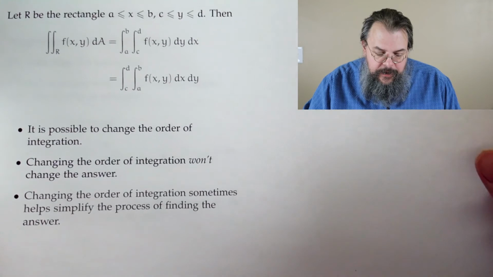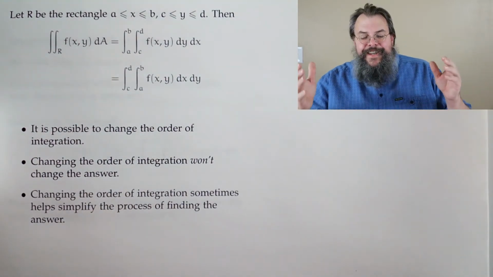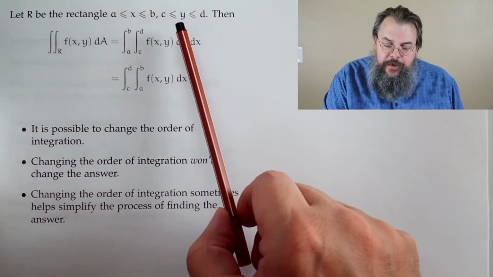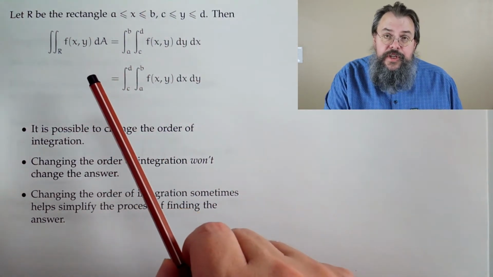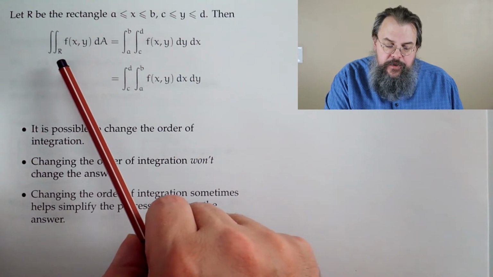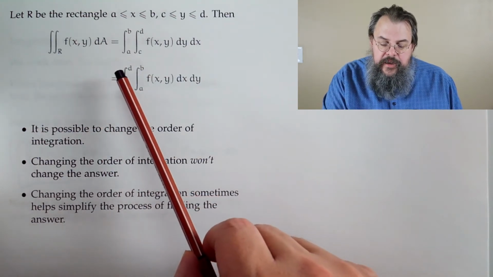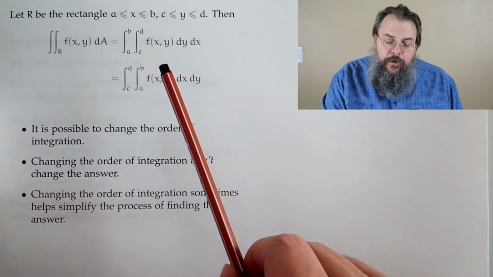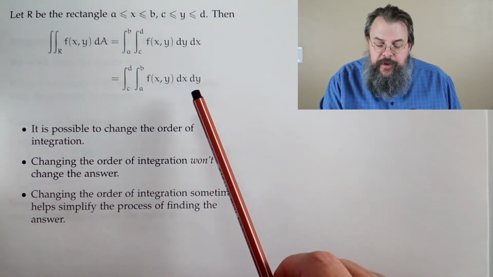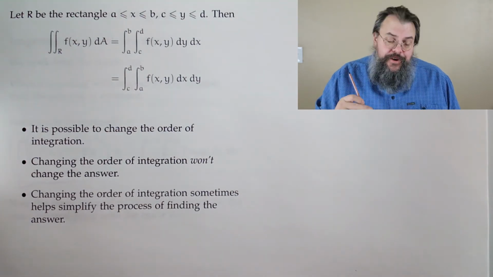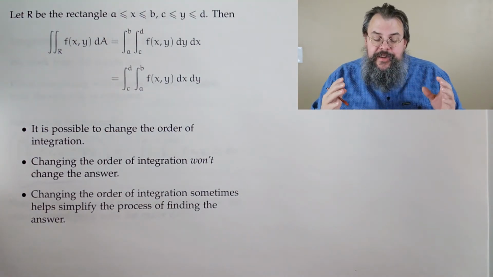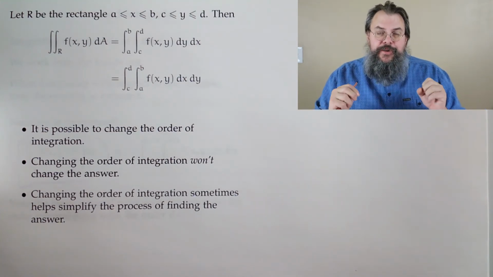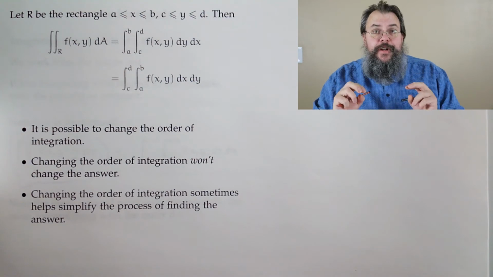So, in fact, here we are. If you have a rectangle, x goes from a to b, y goes from c to d, our conclusion is, if I want to integrate my function over that rectangle with dA, I can integrate either first with respect to y, then with respect to x, or first with respect to x and then with respect to y. So we get to make a decision: which order do we want to integrate in? But we have to make sure we're set up for it.